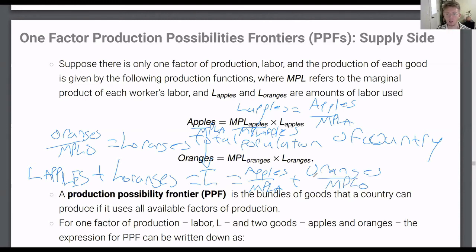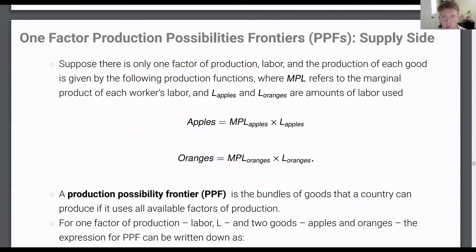And so we've just rewritten the number of workers with the number of units of output. So you can see here that if we know the total population, and we know the marginal productivity of workers in both apples and oranges, then this is going to tell us all of the combinations of both apples and oranges that we can achieve, subject to the fact that we just have a fixed population. Okay, and so the next slide spells that out in a little bit more detail.